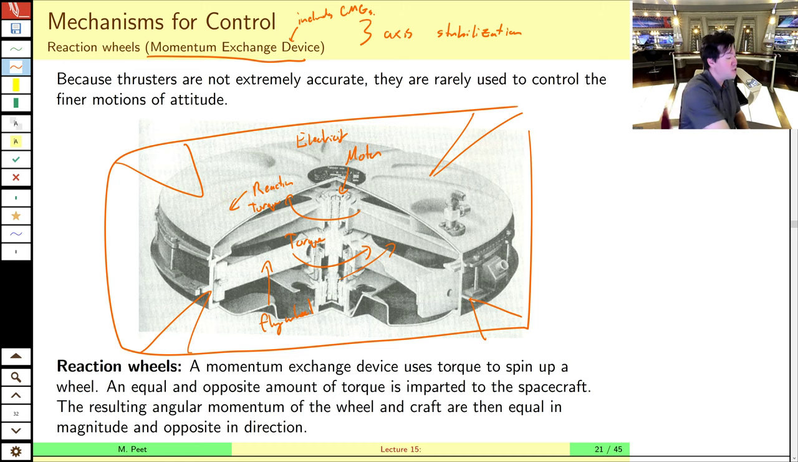However, the casing is rigidly attached to the spacecraft, and so that torque is transferred through the casing to the spacecraft itself. You see these structures here that mount this casing very rigidly, and then the casing is mounted very rigidly to the spacecraft. So this electric motor creates a torque on the flywheel in this direction, and creates a reaction torque on the spacecraft in the opposite direction. That gets the spacecraft moving, and when you want it to stop moving, you create an opposite torque, which slows down the flywheel.